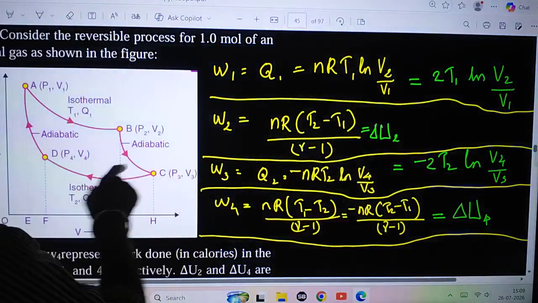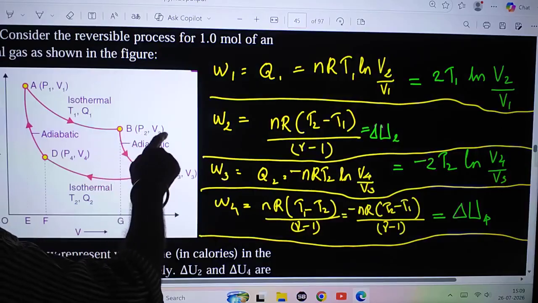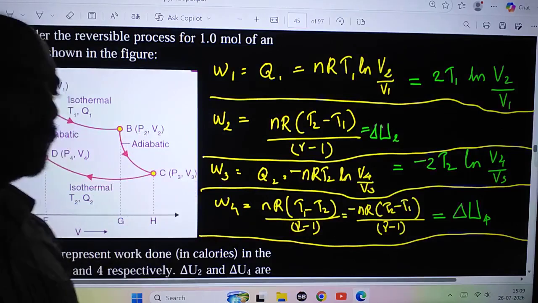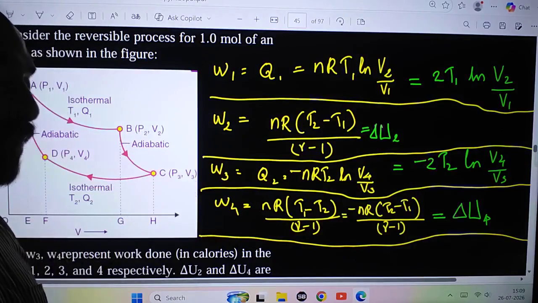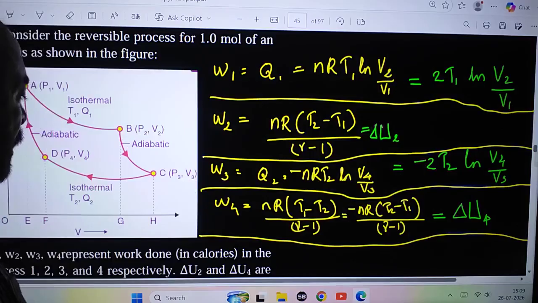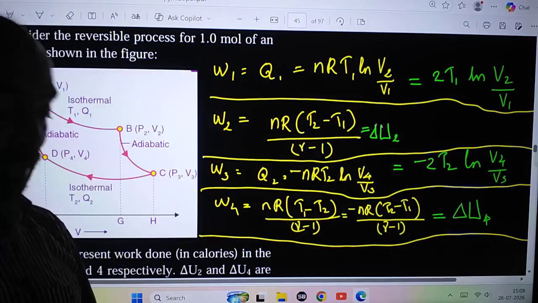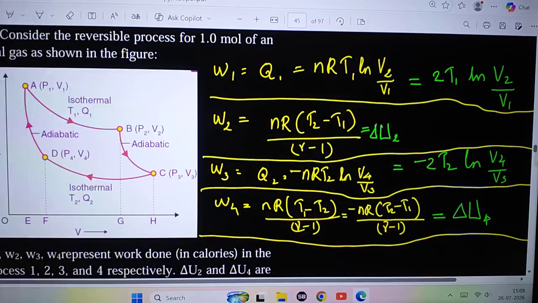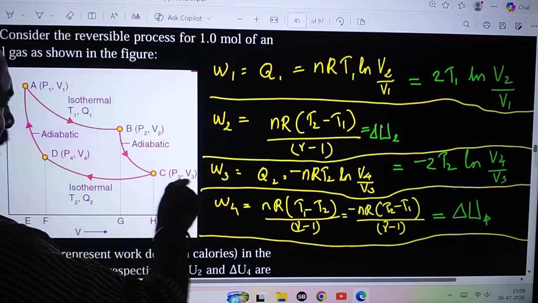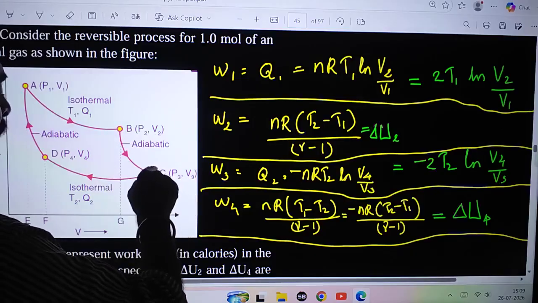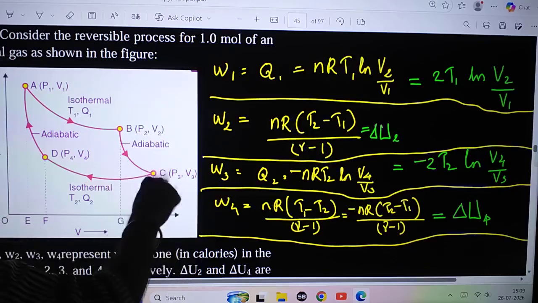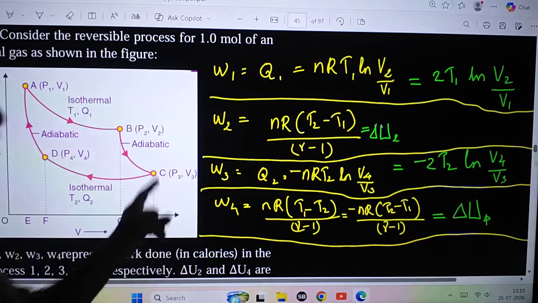Then W2, it is adiabatic expansion from P2 V2 to P3 V3. During the adiabatic process heat is neither absorbed nor released, so work is done at the expense of the internal energy, and since the work is done by the system, its temperature drops from T1 to T2. So from P2 V2 to P3 V3, it is adiabatic expansion, and the temperature changes from T1 to T2, which is not indicated in the diagram. Then it reaches point C.